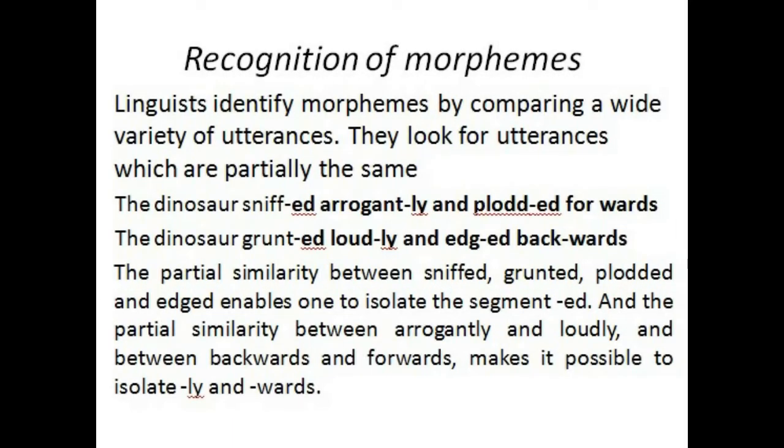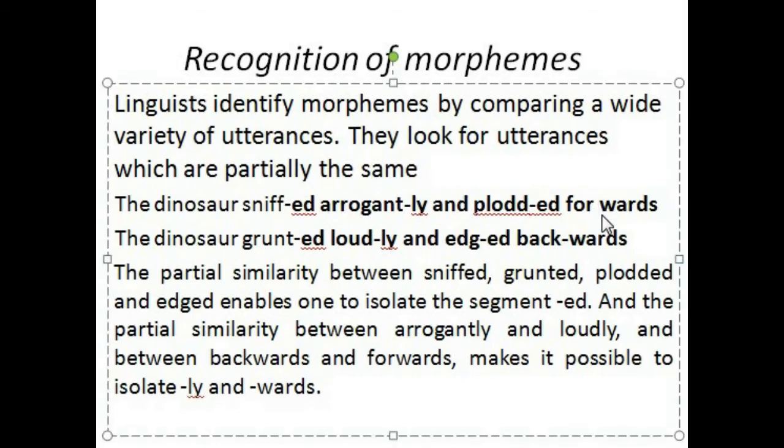The recognition of morphemes: how can the morphemes be recognized? Linguists identify morphemes by comparing a wide variety of utterances. They look for utterances which are partially similar or the same. For example, we have these two sentences, and then we need to make the comparison between these two sentences. The dinosaur sniffed arrogantly and plopped forwards. Okay, this is one word, forwards, right? The dinosaur grunted loudly and edged backwards, right?